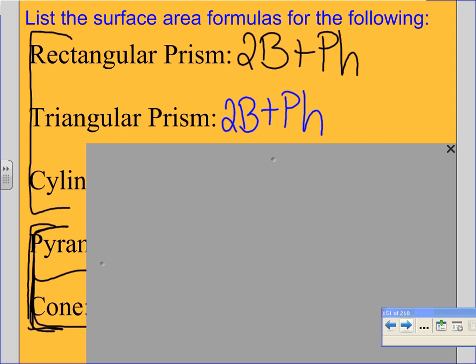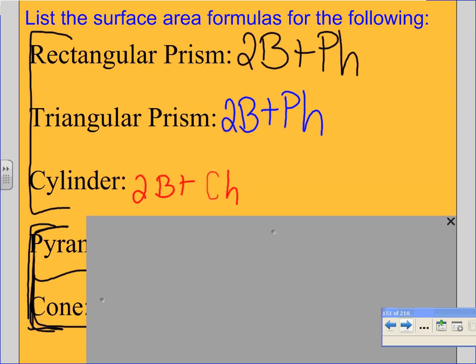And then the cylinder, one thing is slightly different. What is that, Amberly? Good. Because a circle, you can't have perimeter. It has to be circumference. So again, I group those three together. There's two bases. You need to find perimeter. You need height of the figure, not slant height. So height of the figure, not slant height.